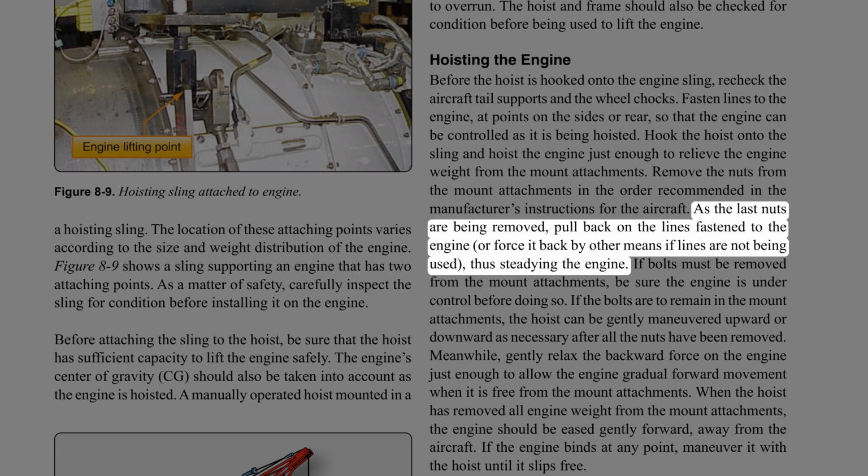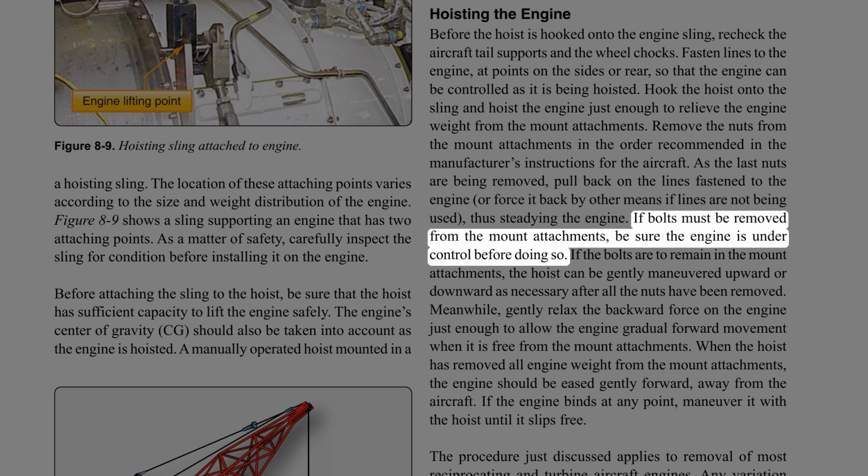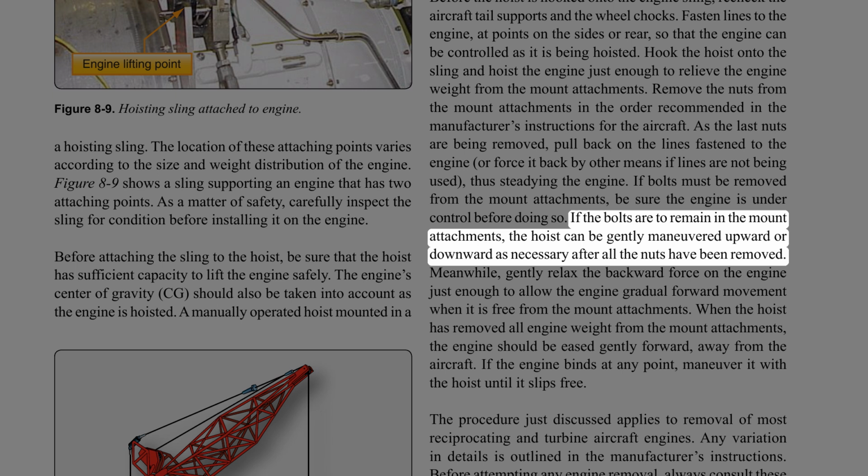As the last nuts are being removed, pull back on the lines fastened to the engine, or force it back by other means if lines are not being used, thus steadying the engine. If bolts must be removed from the mount attachments, be sure the engine is under control before doing so. If the bolts are to remain in the mount attachments, the hoist can be gently maneuvered upward or downward as necessary after all the nuts have been removed.